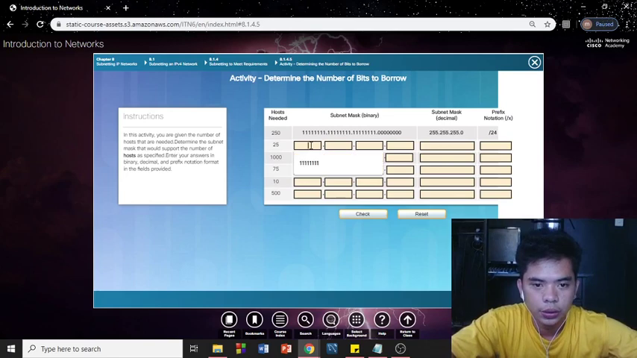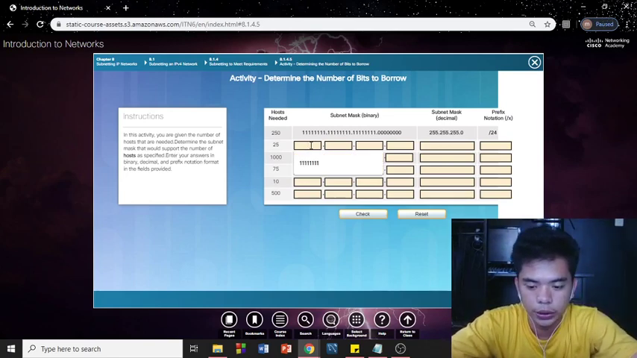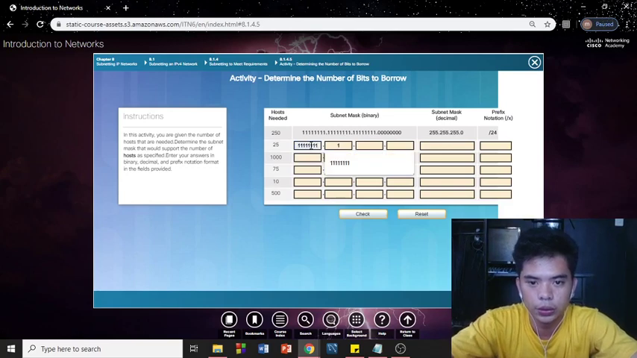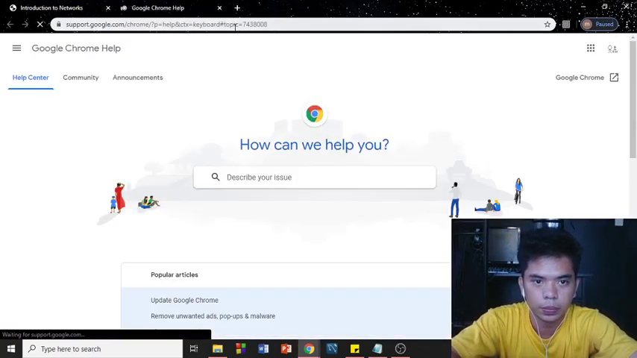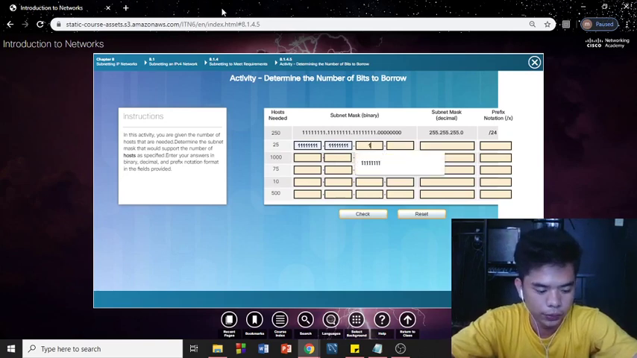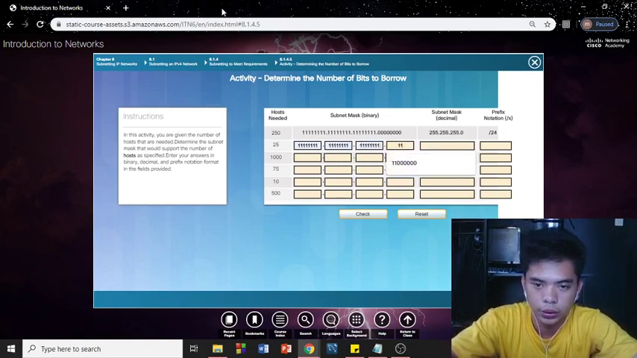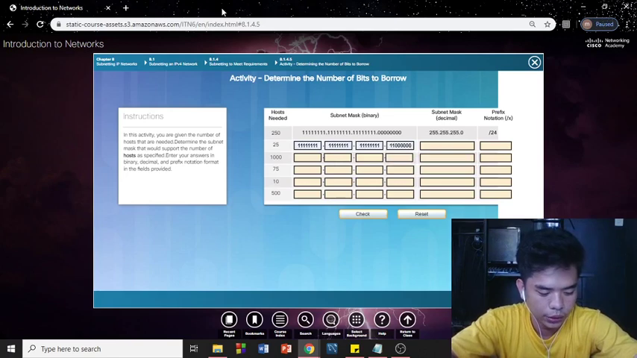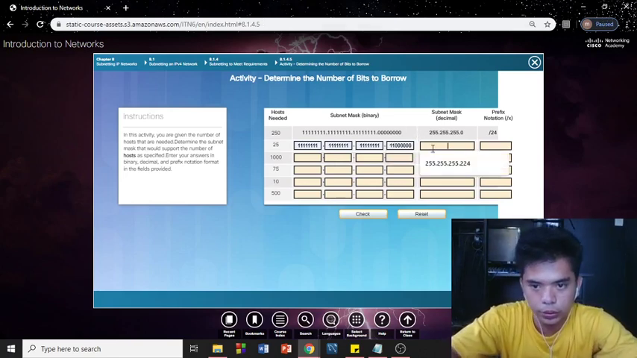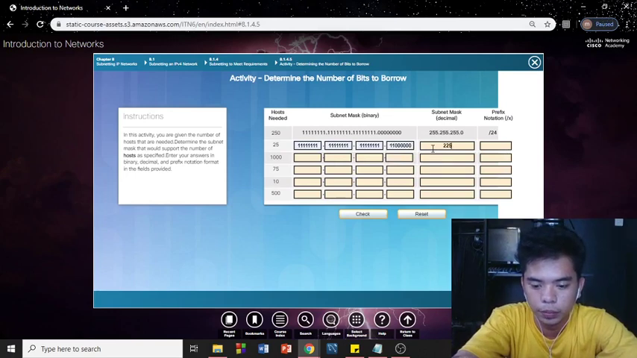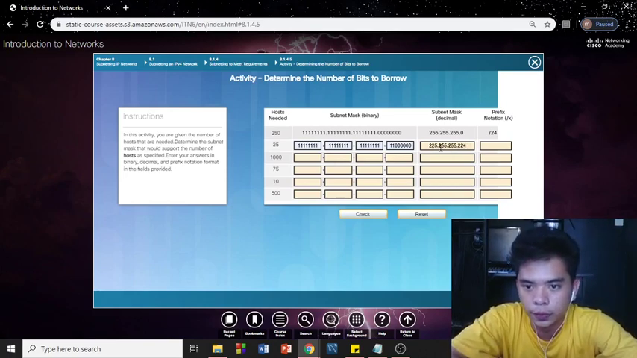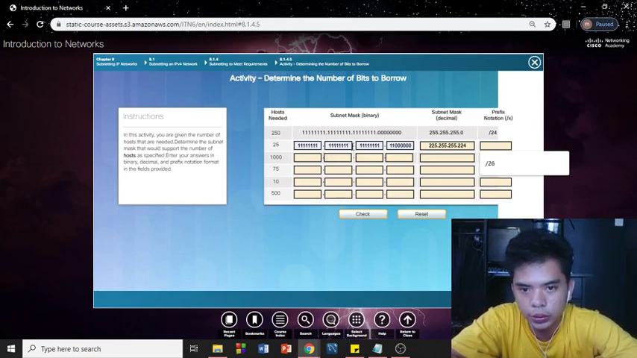So let's begin. So first is all 1. Next all 1, all 1. Oh, my fault. All 1. And the last one is 1, 1, 0. And then the subnet mask is 255.255.255.224. Prefix is 16 plus 8, 24, 26.